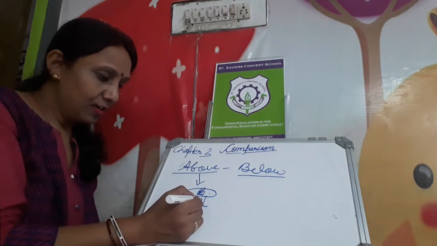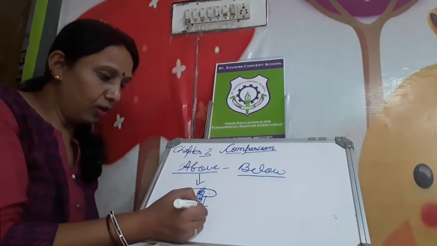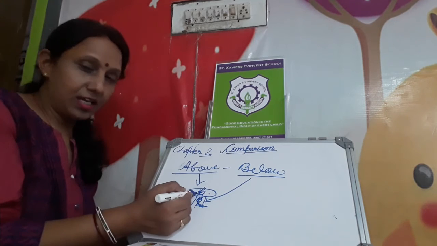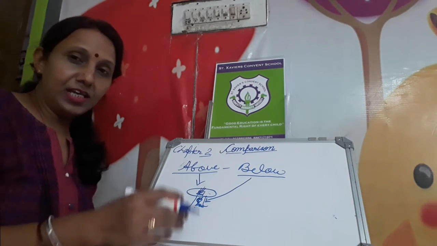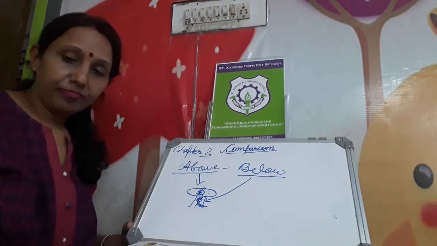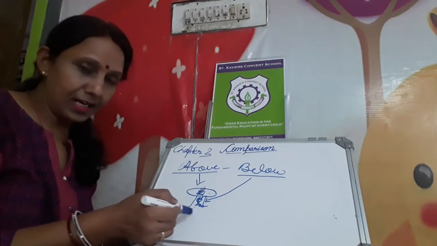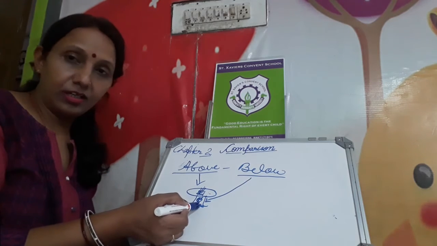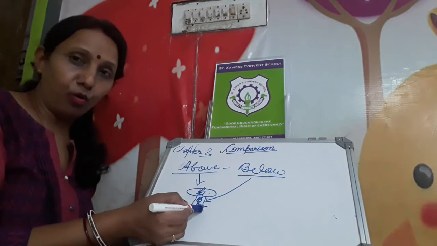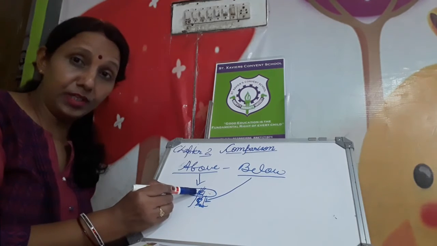Here you can see a pussycat. The cat is sitting below the table. So this cat is below the table, and this cake is above the table. When we keep things on the table, that is called above, and under that is called below. This cat is sitting under the table, so that one is below the table. And the cake is kept on the table, so that one is above the table.